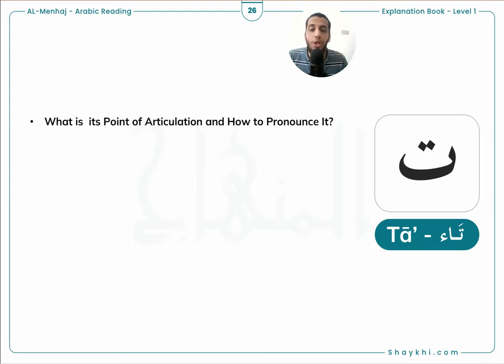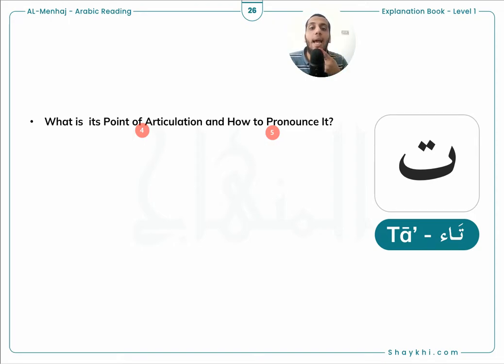What is the point of articulation and how to pronounce it? And again, we understand that these are two different points. The point of articulation is the organ that is used to pronounce that letter, but how to pronounce it is how to use that organ to pronounce this letter. So I will say this letter now, and you, my dear students, discover the point of articulation of this letter.